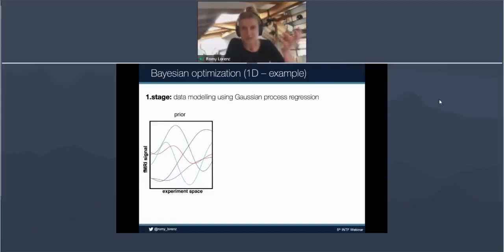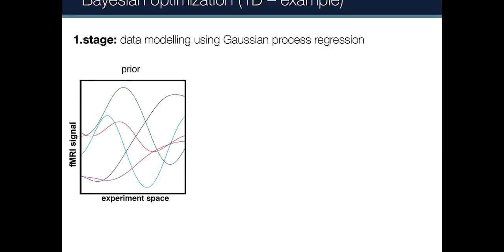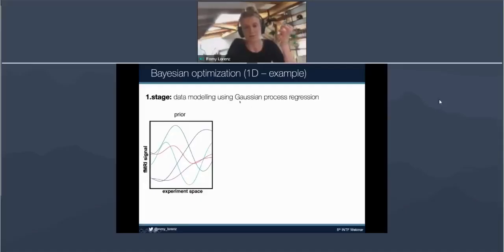Bayesian optimization is a two-stage procedure. The first stage, you can just think of it as a spatial regression. It's a nonlinear regression, so we're using a Gaussian process regression. You don't really need to understand what a Gaussian process is, but just think of it as an extension of a multivariate distribution to a distribution over functions. So it will be defined by a mean function and a covariance function.